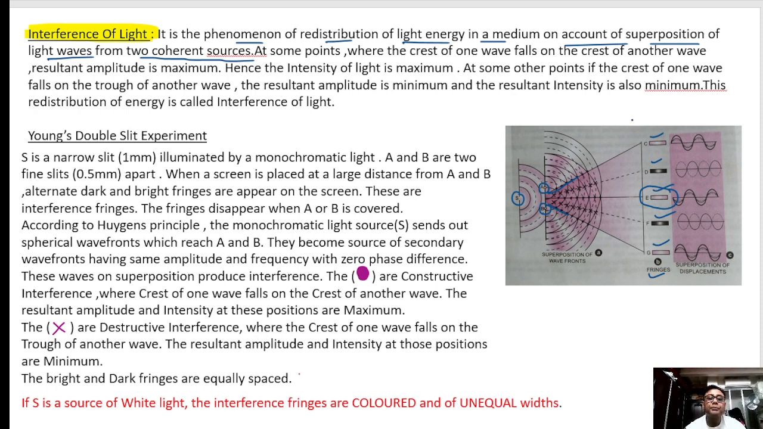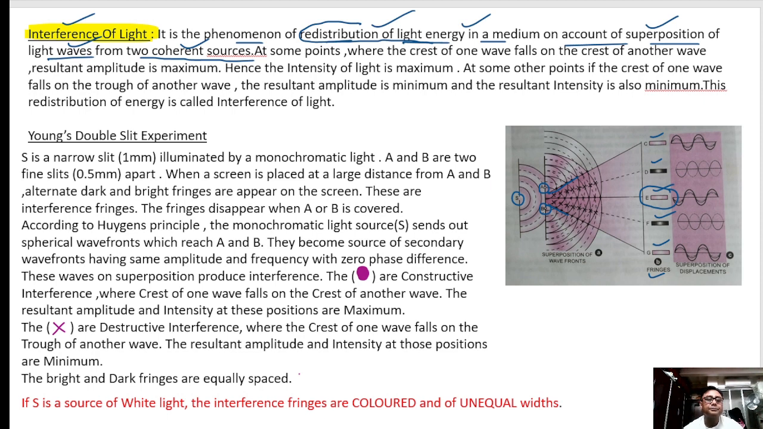So that is what they are telling. That is, in interference of light, there is a redistribution of light energy. Redistribution means somewhere it will be bright, somewhere it will be dark, somewhere bright, somewhere dark on the screen. So that is why they say redistribution of energy on account of superposition of light waves from two coherent sources.